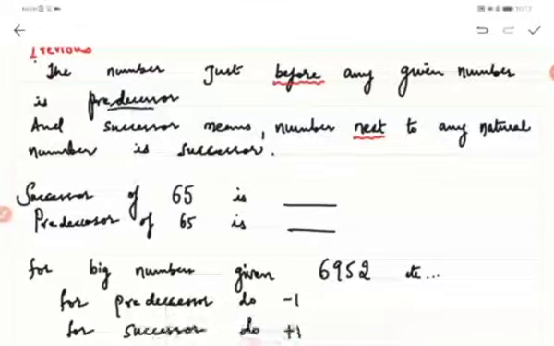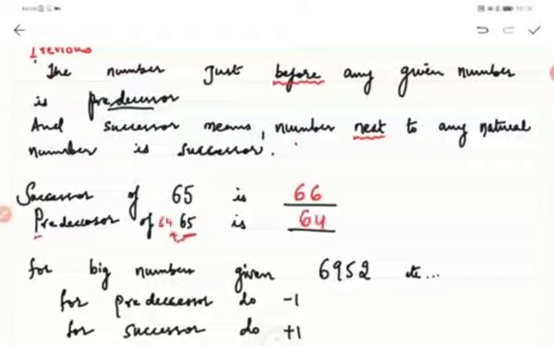Now tell me, the successor of 65 is, successor means the number next to any natural number. The successor of 65 is 66. The predecessor of 65 is what? Yes, the predecessor of 65 is 64. Predecessor means previous number, so the number previous to 65 is 64.